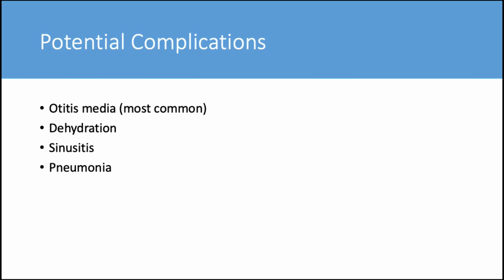The most common potential complication of a viral URI is otitis media, which we'll be talking about later in the presentation. Much less commonly, we see dehydration, sinusitis, and pneumonia. In fact, less than 5% of patients in pediatrics end up with either pneumonia or sinusitis as a complication of respiratory infections.